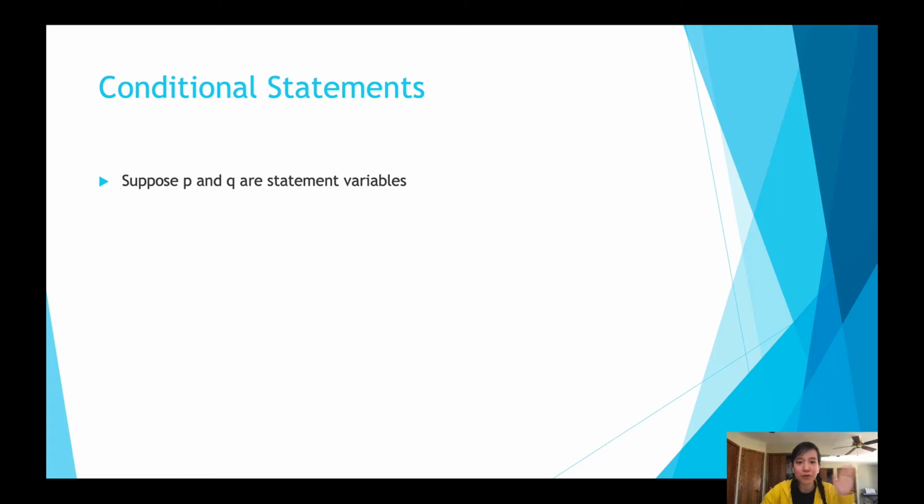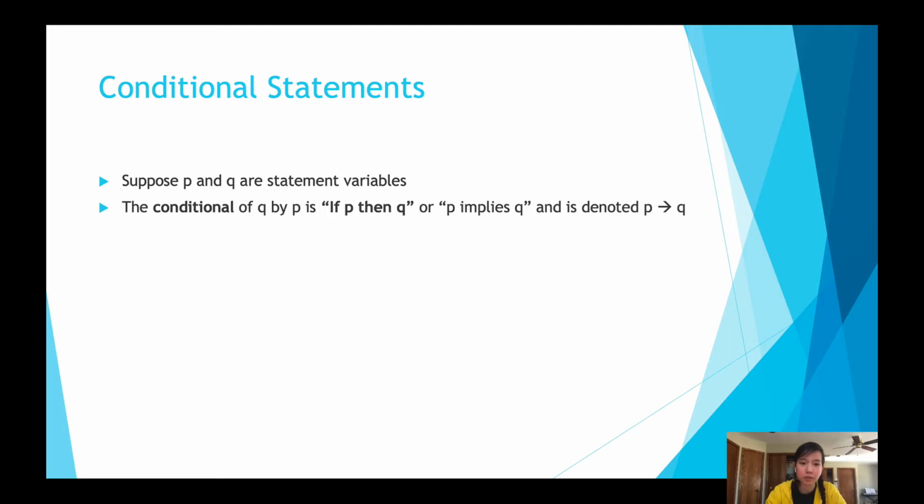Hey guys, so we're going to be talking about the conditional statement now. Suppose P and Q are statement variables. Then the conditional of Q by P is "if P, then Q," or "P implies Q." And this is denoted by P, then the arrow symbol connecting to Q.